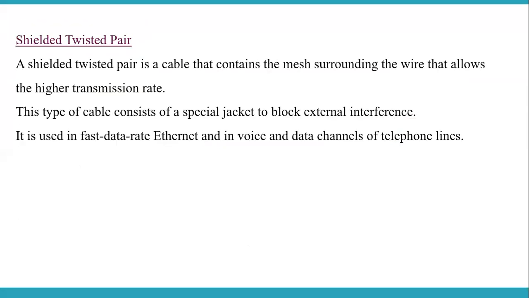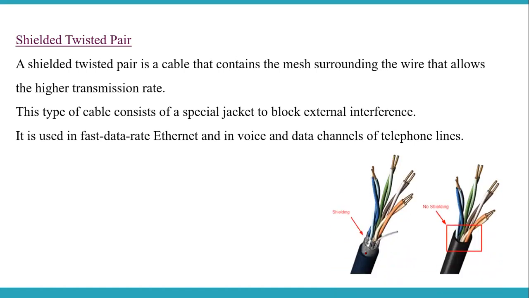What is shielded twisted pair? Shielded twisted pair is a cable that contains the mesh, जो हमने अभी फिगर दिखाई है आपको, ये surrounding the wire that allows the higher transmission rate. This type of cable consists of special jacket type of thing to block the external interference. It is used in fast data rate, Ethernet and in voice and data channels of telephone lines. Ethernet basically आप पढ़ोगे जब अभी हम पढ़ेंगे LAN में आपका आता है Ethernet, ठीक है. So आपकी अलग से होगा, so we'll study there.